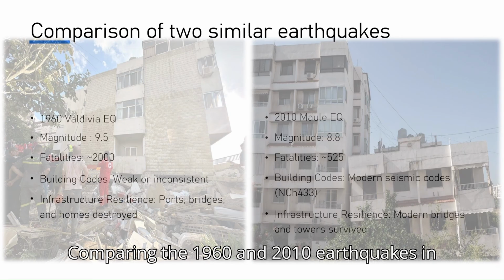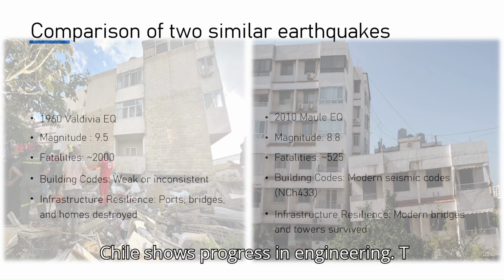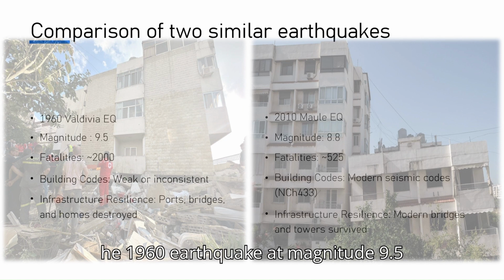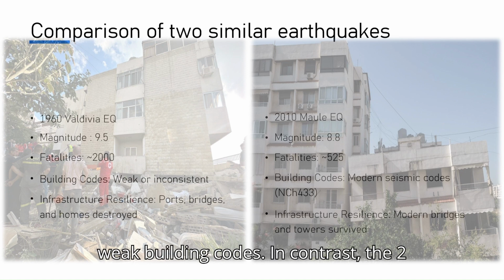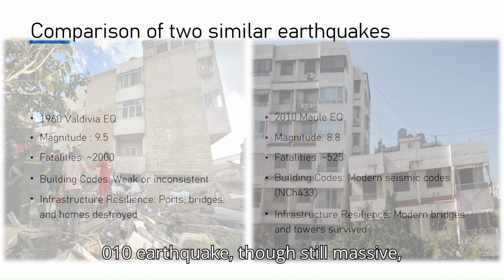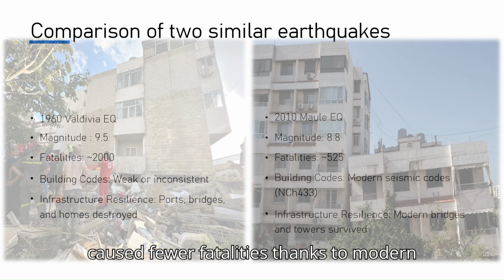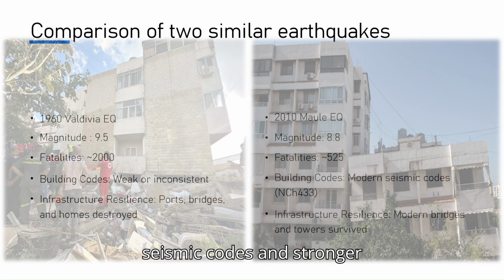Studying the 1960 and 2010 earthquakes in Chile shows progress in engineering. The 1960 earthquake at magnitude 9.5 caused around 2,000 deaths due to weak building codes. In contrast, the 2010 earthquake, though still massive, caused fewer fatalities thanks to modern seismic codes and stronger infrastructure.